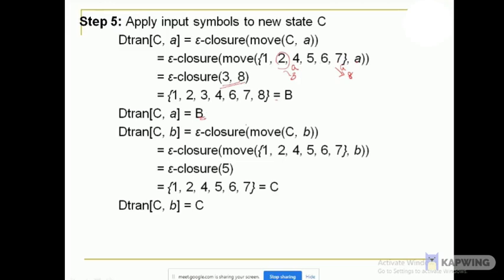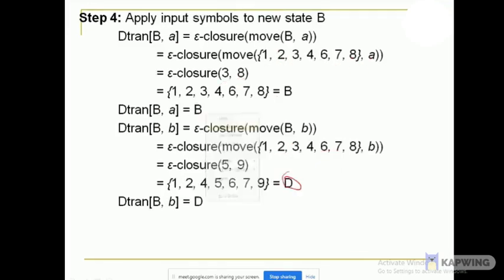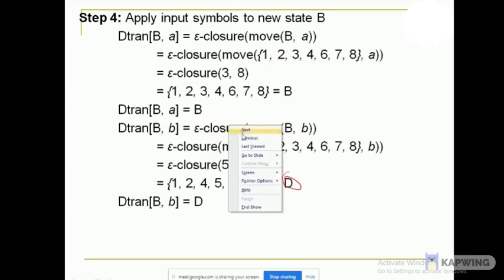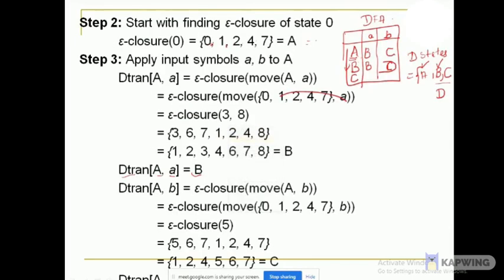Similarly, epsilon closure for move of C comma B. C comma B is 1, 2, 4, 5, 6, 7. On 4, there is a transition, fine. On 7, there is only A transition, no B transition. So only 5 will be there. But this epsilon closure of 5 we have already discussed, that is C. So in this D transition, we can mention from C on input symbol A, it is moving to B. On input symbol B, it is moving to C. Now D.